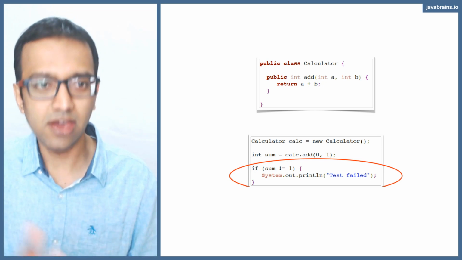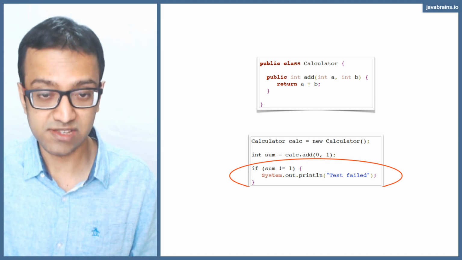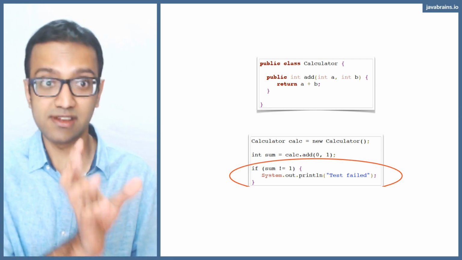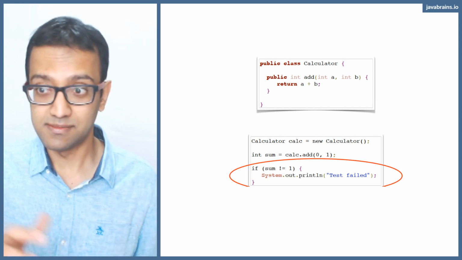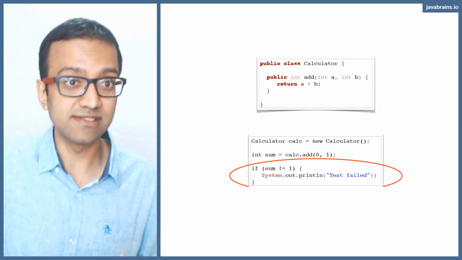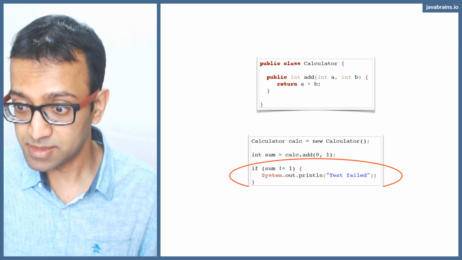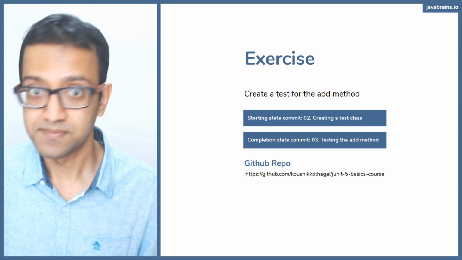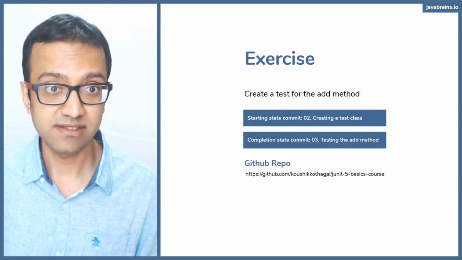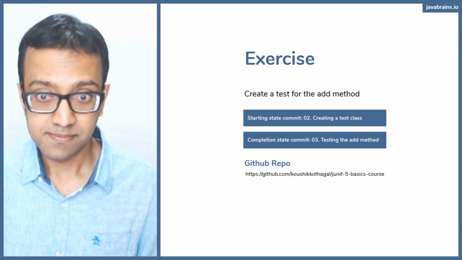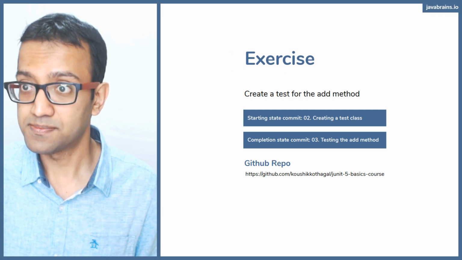So we're going to be hooking on to JUnit's way of reporting test failures, and we're going to be hooking on to Eclipse's way of reporting that to you in the green bar. And we're going to have that be the signal and say, hey, the test failed, rather than printing something to the console. So that's going to be the next exercise, which is creating a test for the add method, right? Let's do that now.